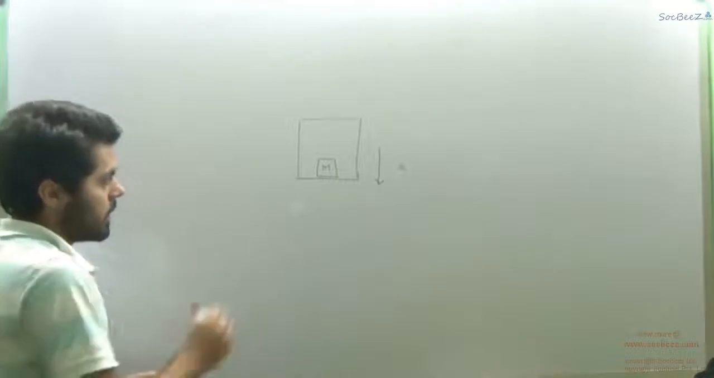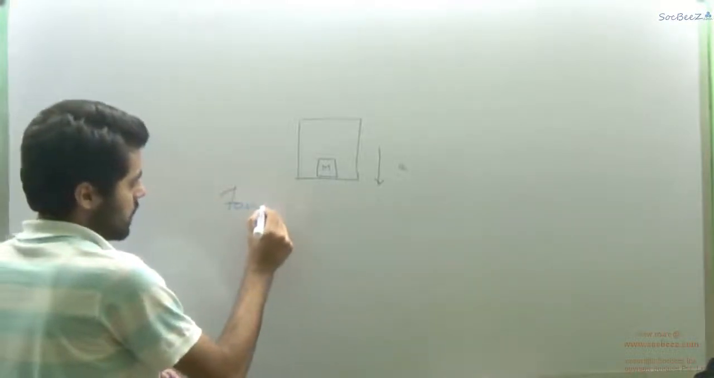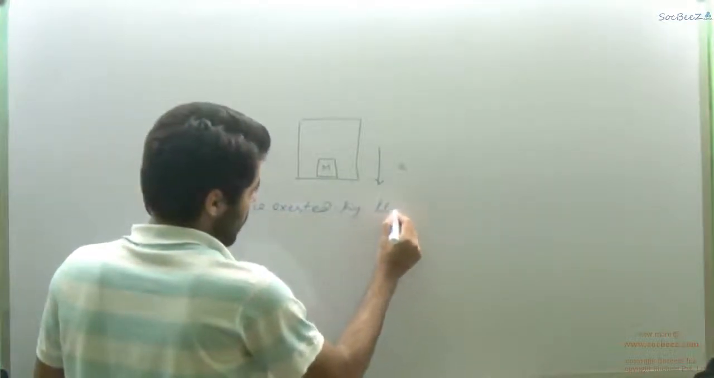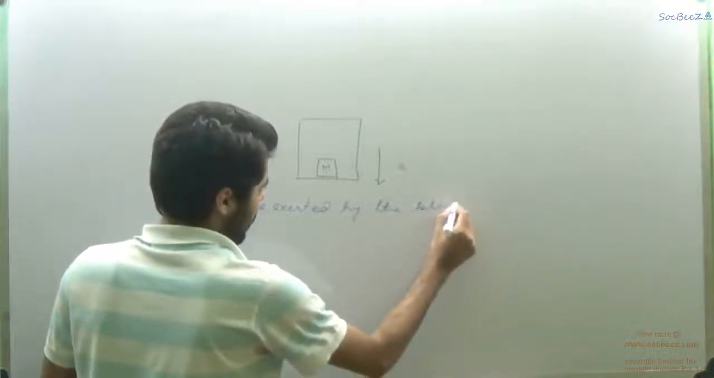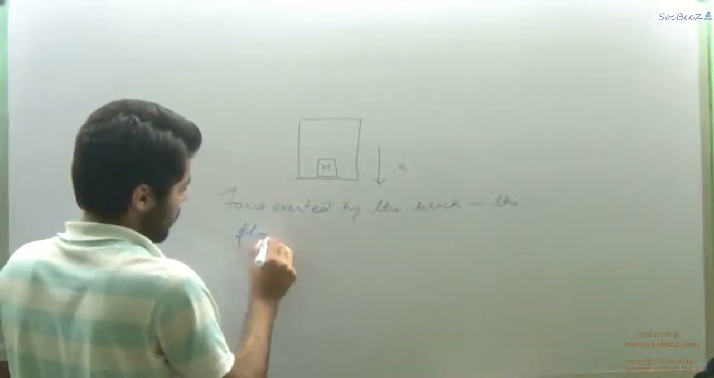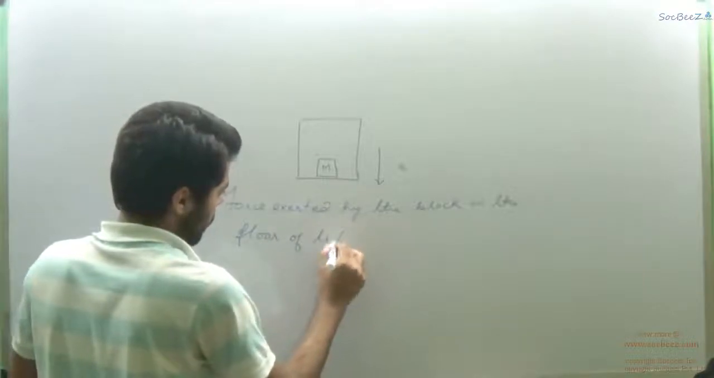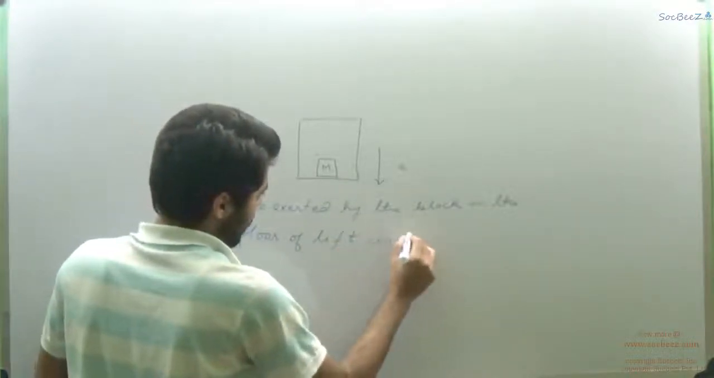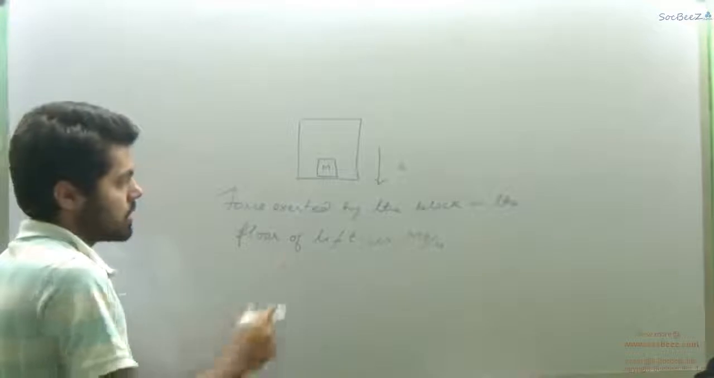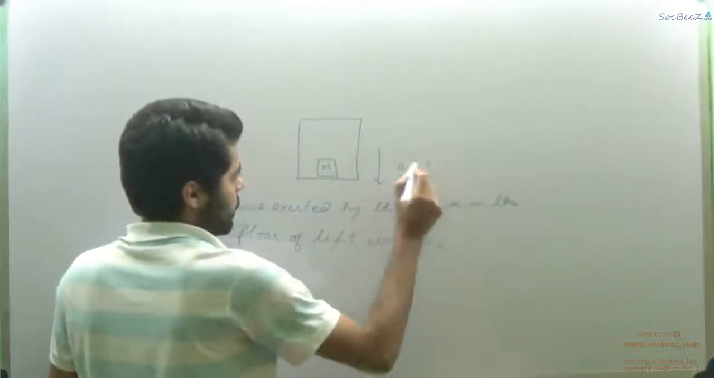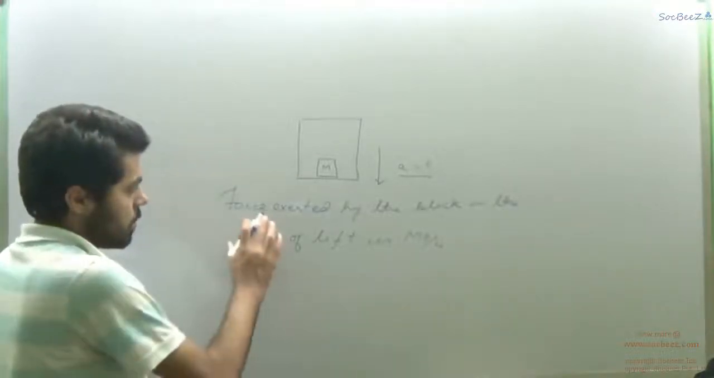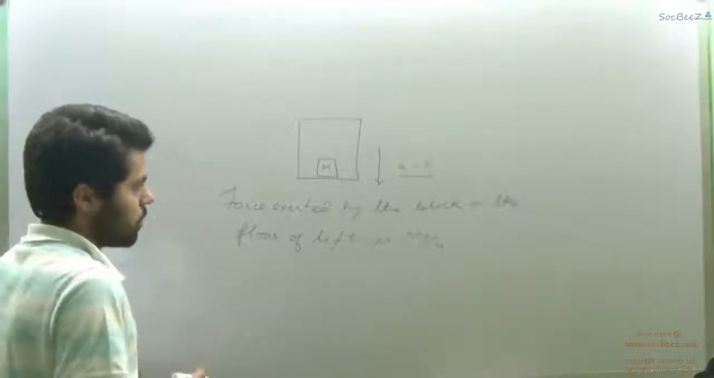Now it is given that the force exerted by the block on the floor of the lift is mg by 4. Then what is the acceleration of the lift? So it's a very simple problem. The force exerted by the block on the floor of the lift is mg by 4.